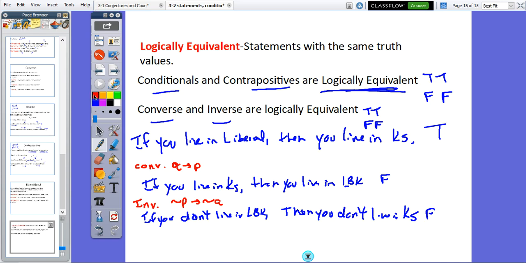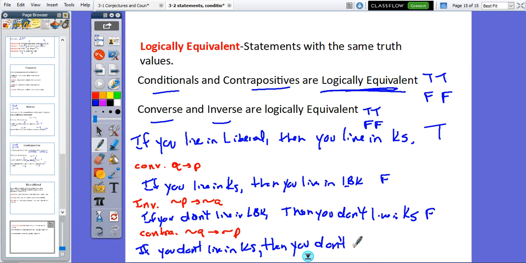So let's look at our contrapositive. Remember, our contrapositive, contra, comes in the form not Q implies not P. Luckily we did this already, so we can just flip those up top. We can say, hey, if you don't live in Kansas, then you don't live in Liberal. Assuming we're the only Liberal, Kansas, that is a true statement. If you don't live in Kansas, you for sure don't live in Liberal. So that's a true statement.